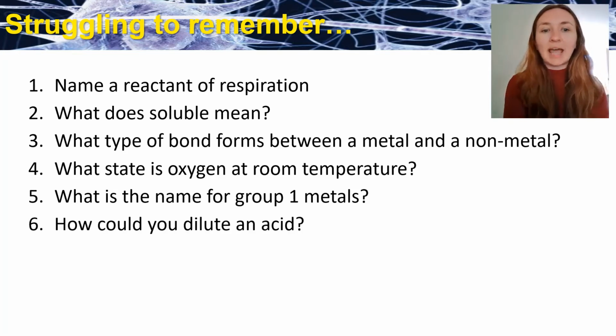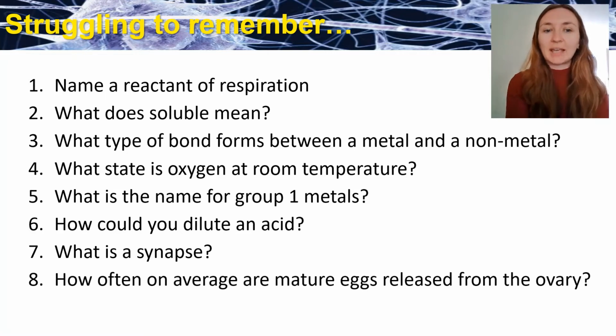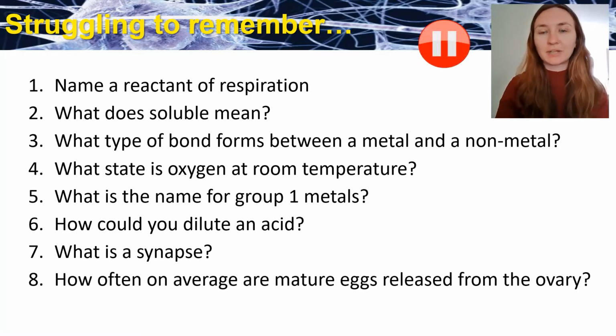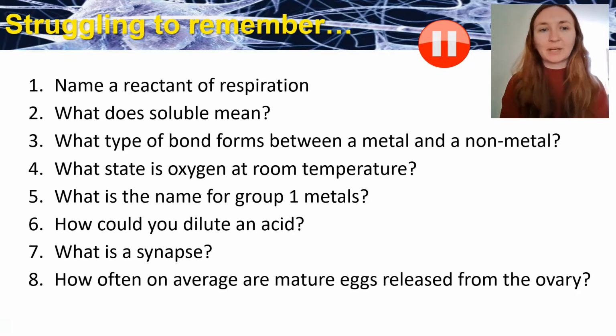Question 6, how could you dilute an acid? Question 7, what is a synapse? And question 8, how often on average are mature eggs released from the ovaries? So you're going to click pause now and you're going to complete those answers and try and find those answers in your brain. If you don't know, have a guess. Okay, you're going to now replay the video and we're going to go through those answers.